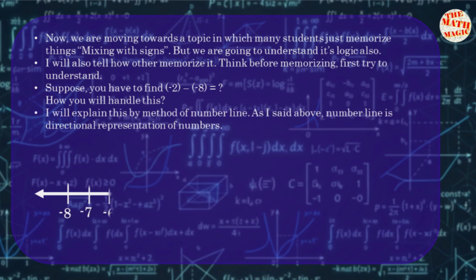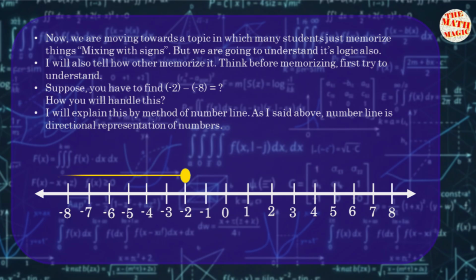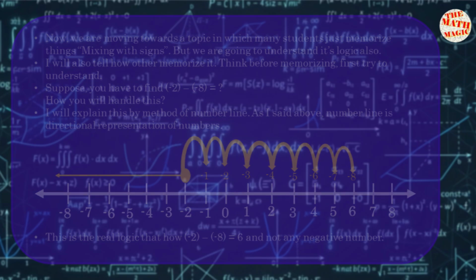I will explain this by the method of the number line. As I said above, a number line is a directional representation of numbers. First, we stand at minus 2, another minus sign indicates to go towards the left direction, and minus 8 tells us to go 8 steps in the backward direction from the left side. So, we moved accordingly and got minus 10.